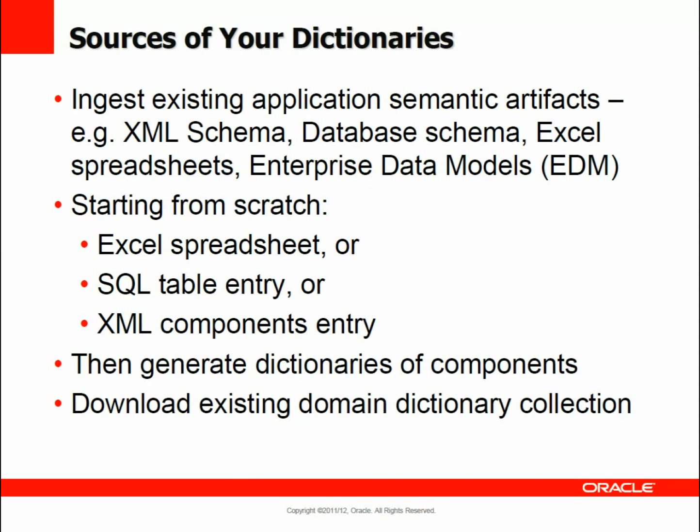So what sources can you use for your dictionary? So essentially you can ingest from a wide range. You can use XML schema, database schema, Excel spreadsheets, or enterprise data models. If you're starting from scratch, you would use an Excel spreadsheet, or use a SQL tool and enter your table, or use the CAM editor to create your XML components. Then you can generate dictionary components from any one of these sources. Or if you just simply want to download an existing domain dictionary collection, those are available too. So a wide ability to create dictionaries.